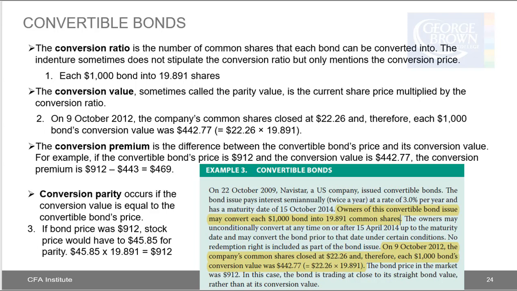So a little bit of terminology that you need to be familiar with regards to convertible bonds. Some of that can be tested, not in terms of having to make many calculations, but just understanding what the conversion ratio is, the conversion value, the conversion premium, and conversion parity. And I find it helps by putting the terms here and looking at a concrete example.